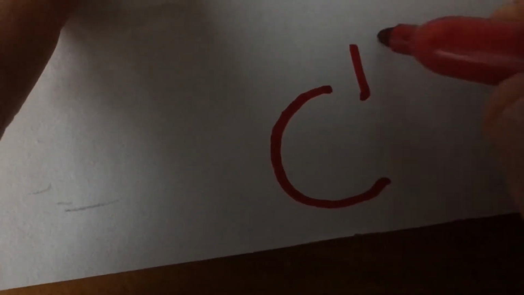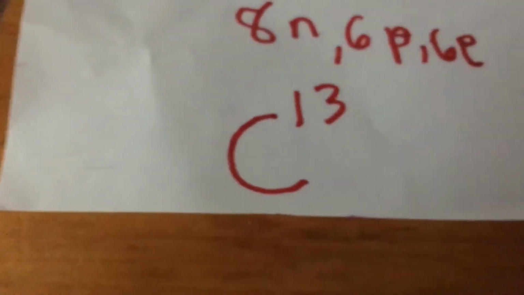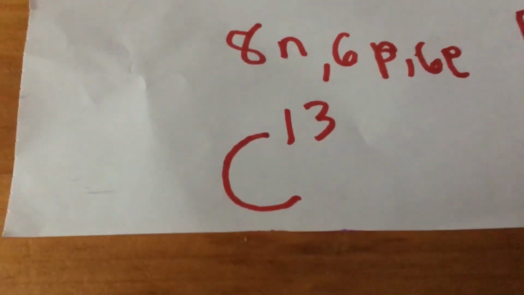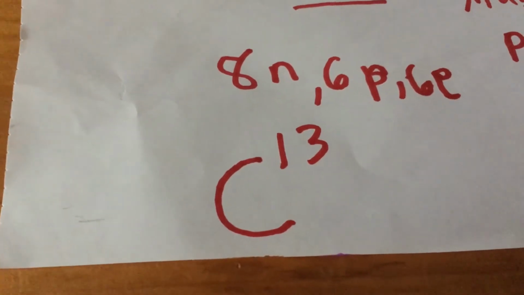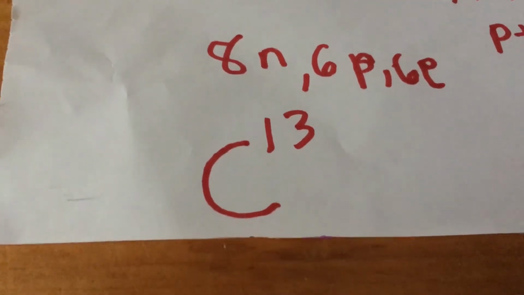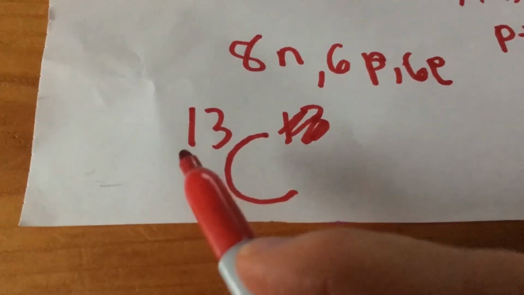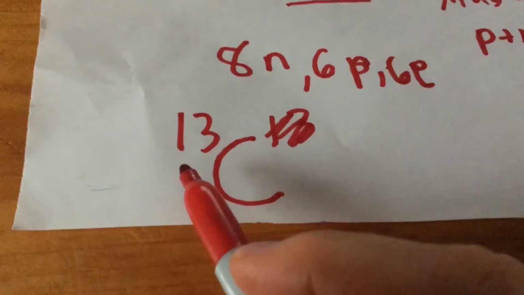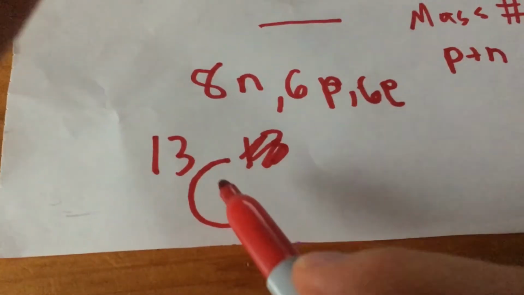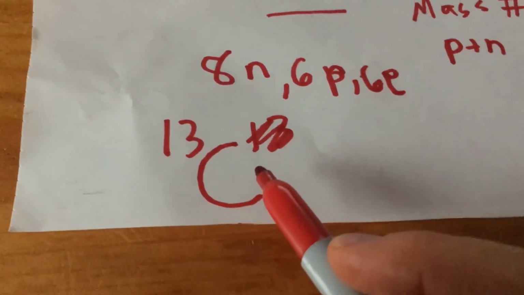And nuclear notation looks like this, where the mass number is written to the top left of the element, not on the right. Top left of the element, that's the mass number, and that's how the information is conveyed.